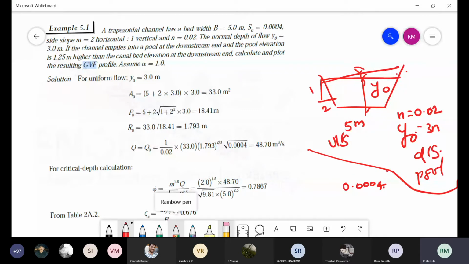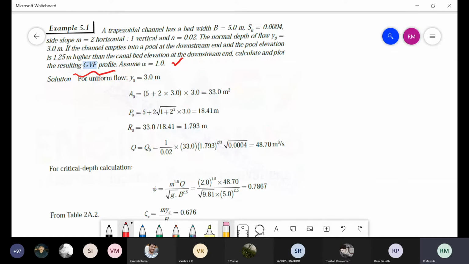And the pool elevation is 1.25 meter higher than the canal bed elevation at downstream. Now you need to calculate what is the resulting GVF profile. You have to assume kinetic energy correction factor alpha is equal to 1. Now how are we going to solve it?